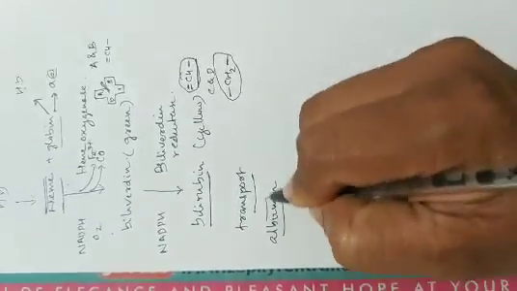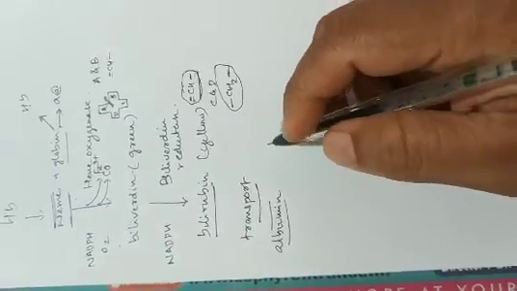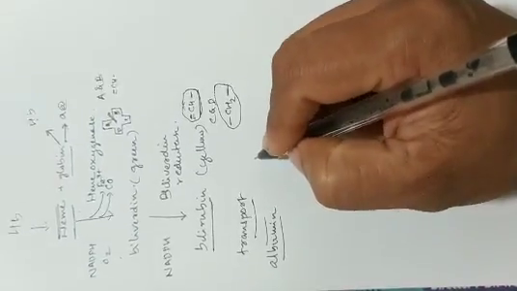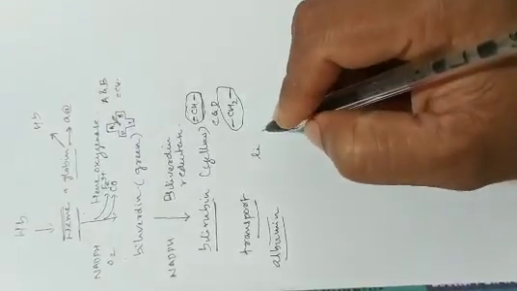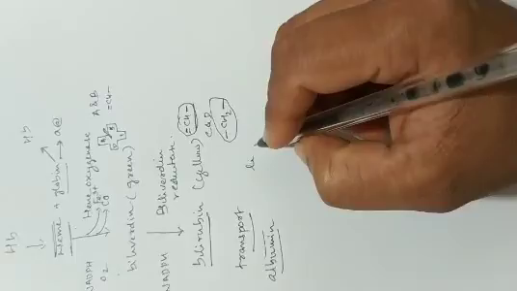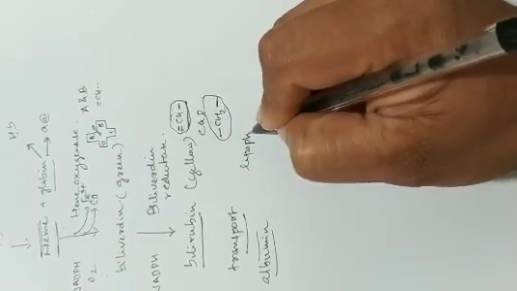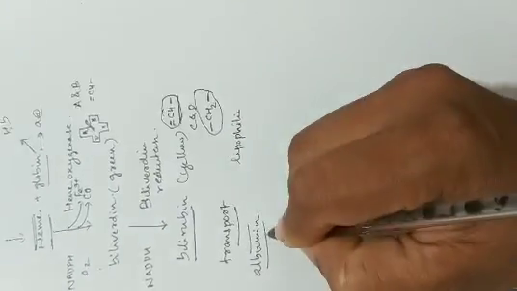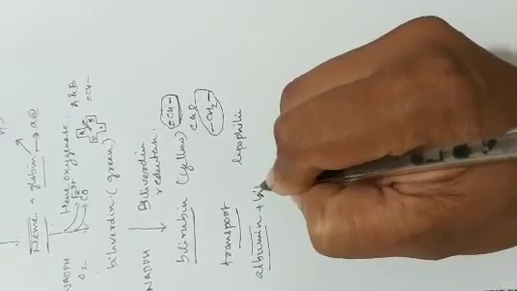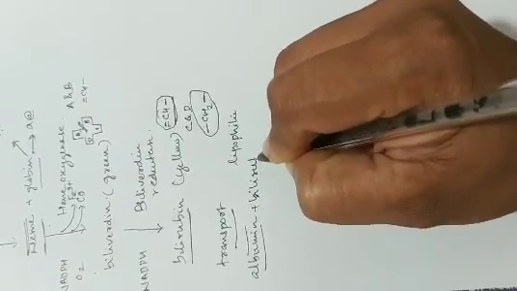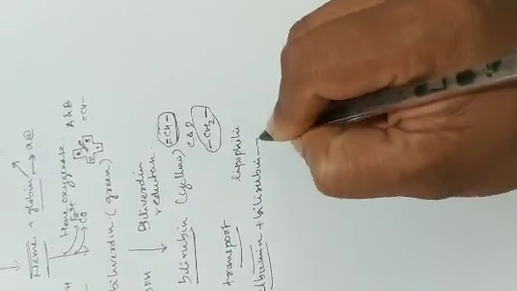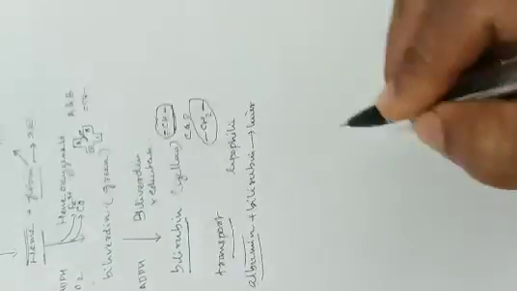Transport of bilirubin. This bilirubin combines with albumin. Bilirubin is a lipophilic compound, that is, non-soluble in aqueous solutions. So it combines with albumin and is transported to the liver.